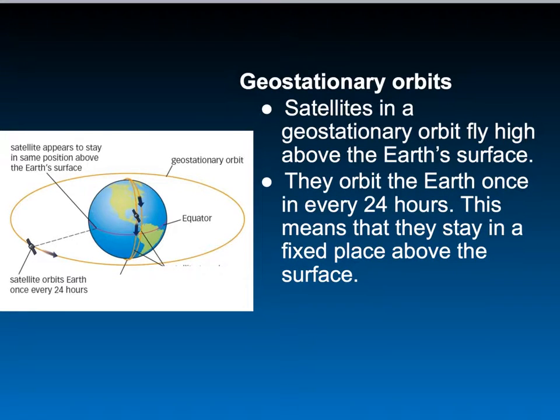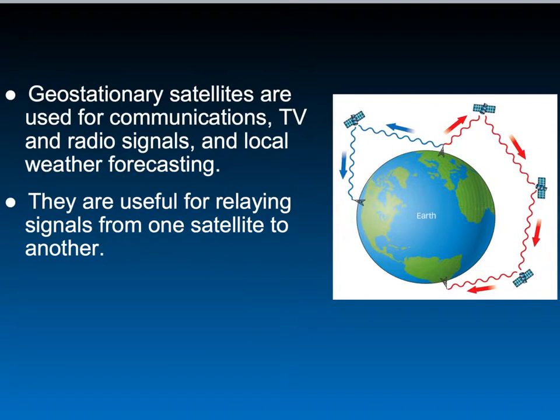Okay, so as I said before, geostationary satellites are higher above the Earth's surface. So they have a longer time period because they are travelling slower, because they are further away from the gravitational force, and they orbit every 24 hours. So they look like they're staying in a fixed place above the surface. These satellites are very useful for communications. They can also be used for TV and radio signals and local weather forecasting because they're keeping their eye on one particular area of the Earth.